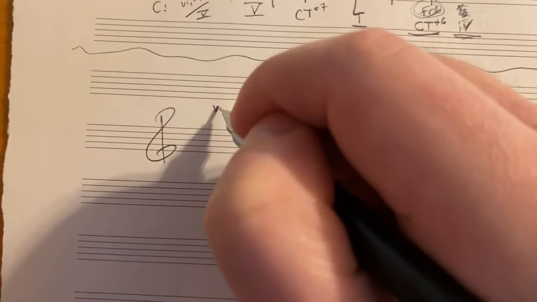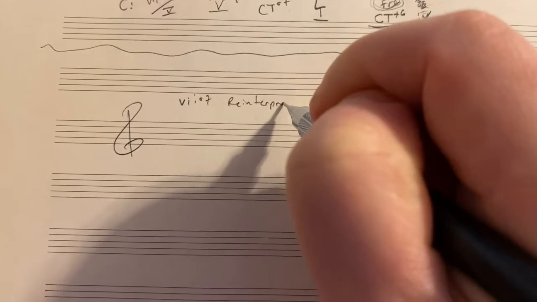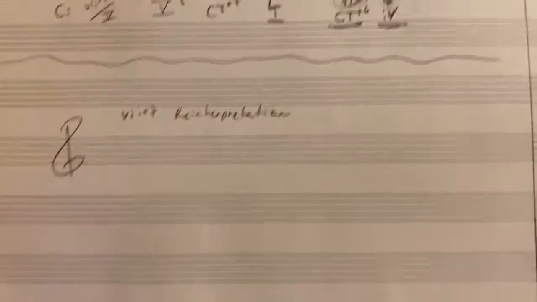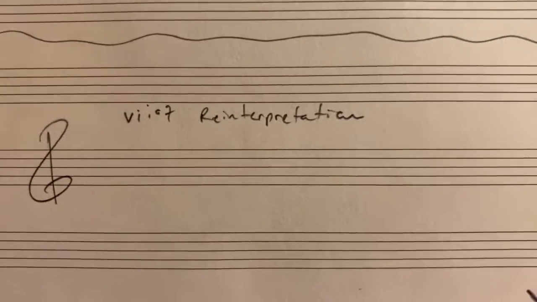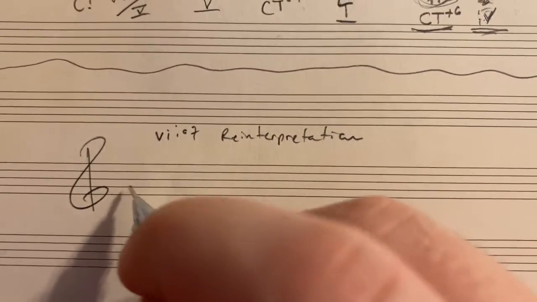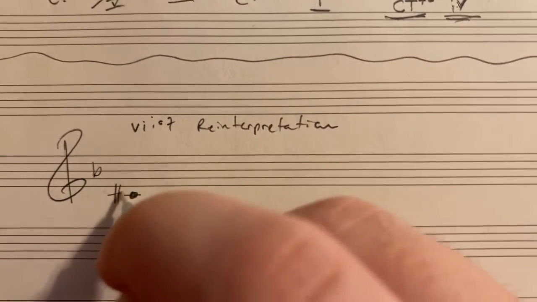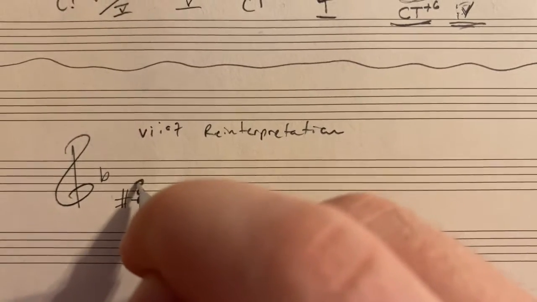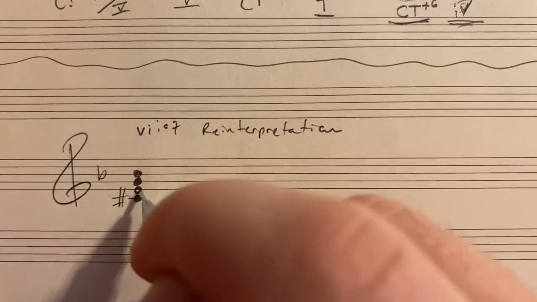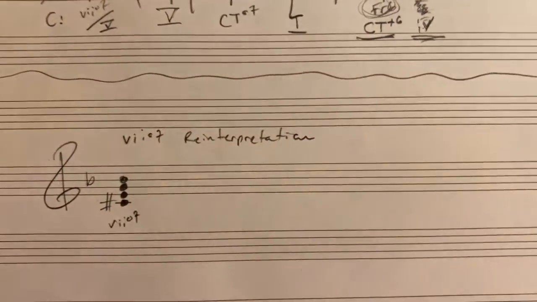Okay, next up, I want to talk about reinterpretations of chords. So one chord that can be reinterpreted is the 7, fully diminished 7. Let's say we're in D minor, and our 7 fully diminished 7 is a C sharp chord. There it is. That's our 7 fully diminished 7.